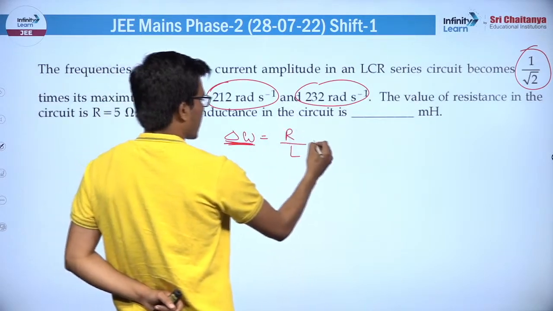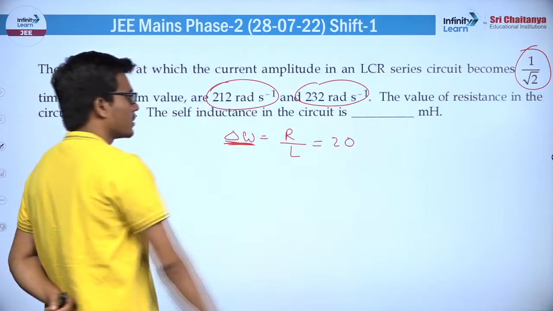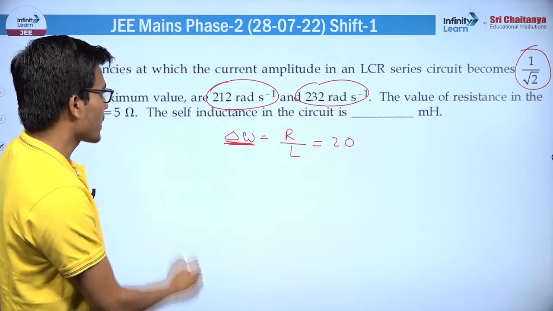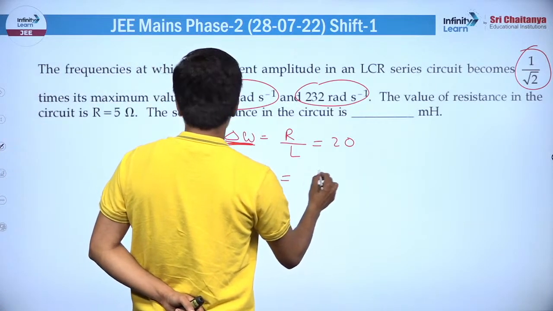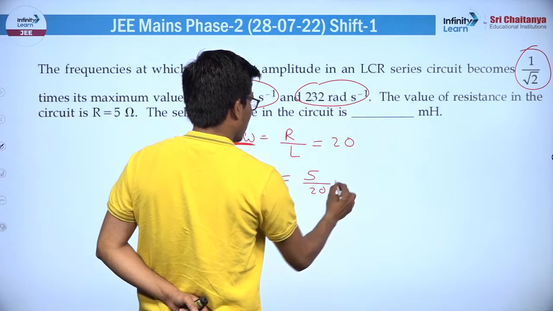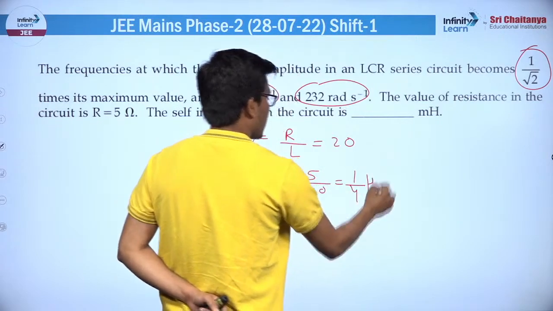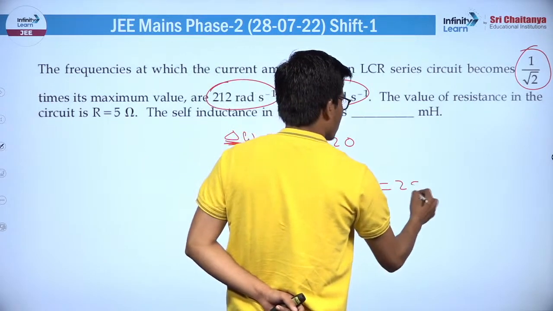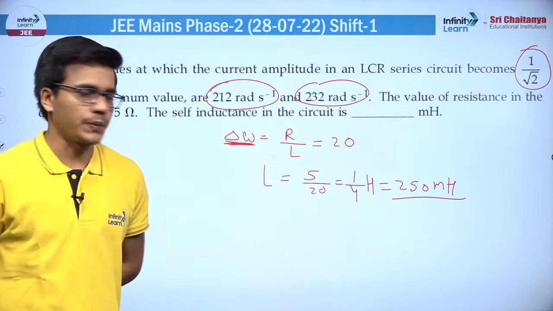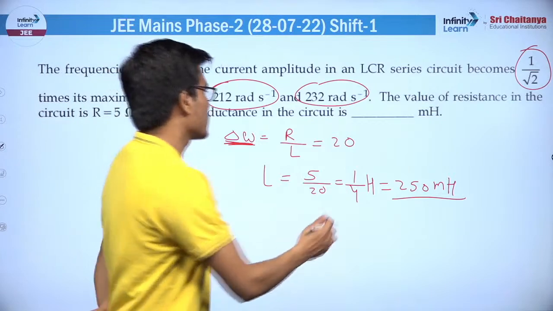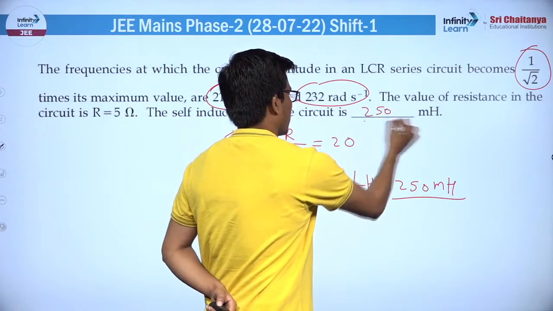So if you will subtract them, it will be 20, right? 232 minus 212 is 20. I need the value of inductance. Resistance is given to me 5 divided by 20, that is 1 by 4 Henry, but I have to find in millihenry, so it will be 250 millihenry. Just multiply by 1000 up and down, right, in numerator and denominator. So answer should be 250 millihenry.